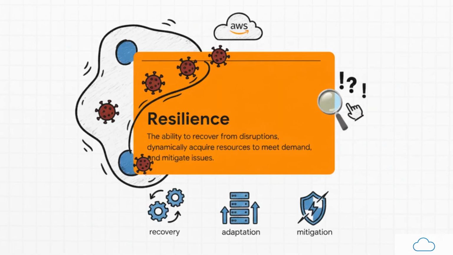So what is resilience, in official AWS terms? Well, it's a huge pillar of their Well-Architected Framework. It's all about recovery, adaptation, and mitigation. Think of it like your system's immune system. So for the exam, if you see a question about recovering from failure or handling a sudden spike in demand, your brain should immediately start screaming, resilience.